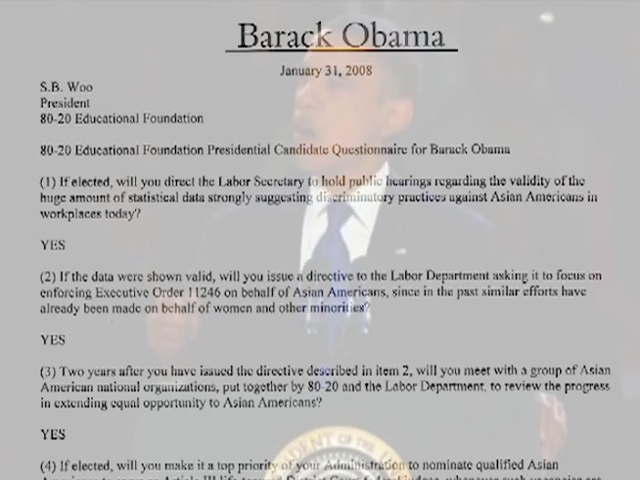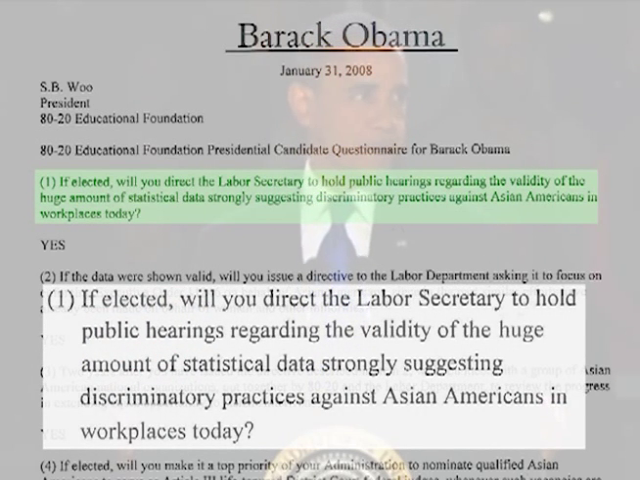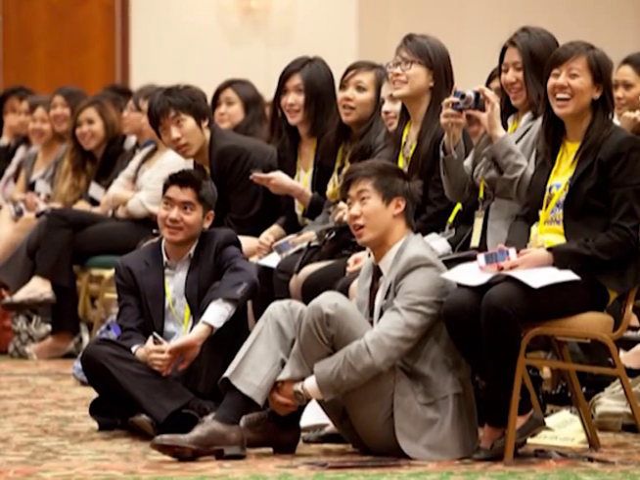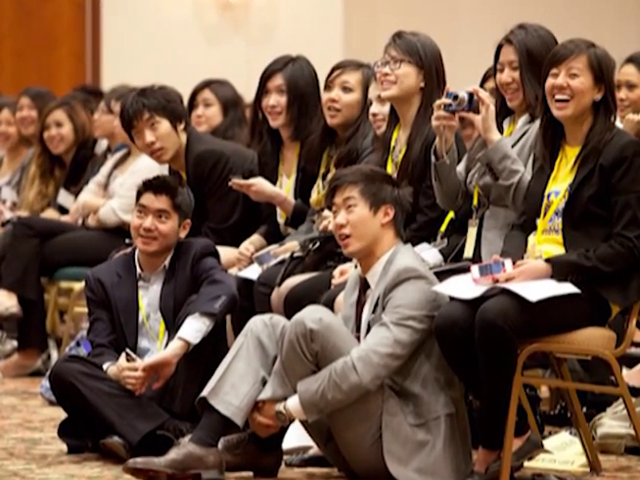During the 2008 presidential election, Senator Obama pledged, among other things, to prioritize the fight against anti-Asian discriminatory practices in the workplace. During the 2008 election, Obama garnered between 60 and 70% of the Asian American vote, and in the 2012 election, that proportion increased to over 70%.